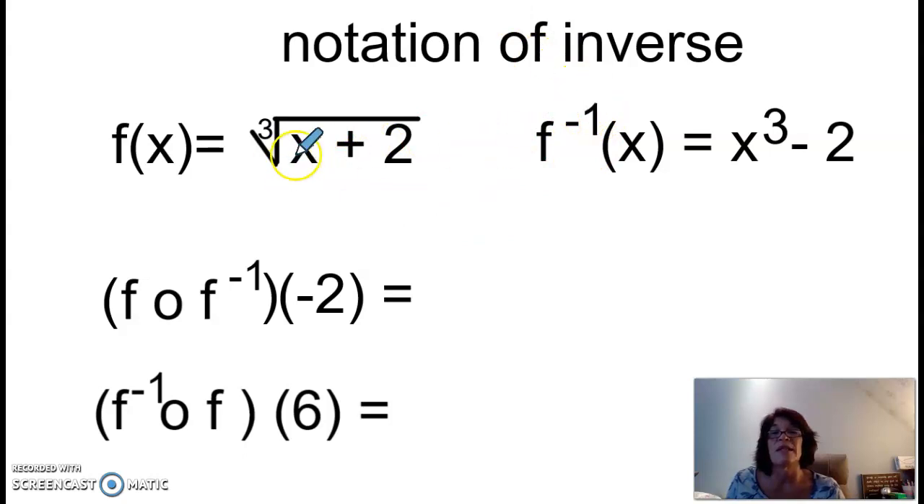Now, instead of calling it f and g, now that I realize they're inverses, I call this one f and I call this f inverse. These are inverse functions. And when I see this, f of f inverse, I just already know that's going to be negative 2. That's what inverse functions do. F inverse of f, yeah, that's going to be 6. They undo each other, right?